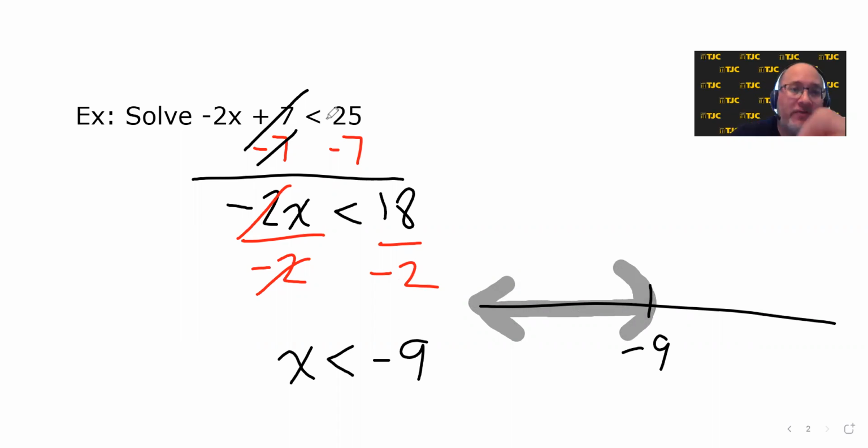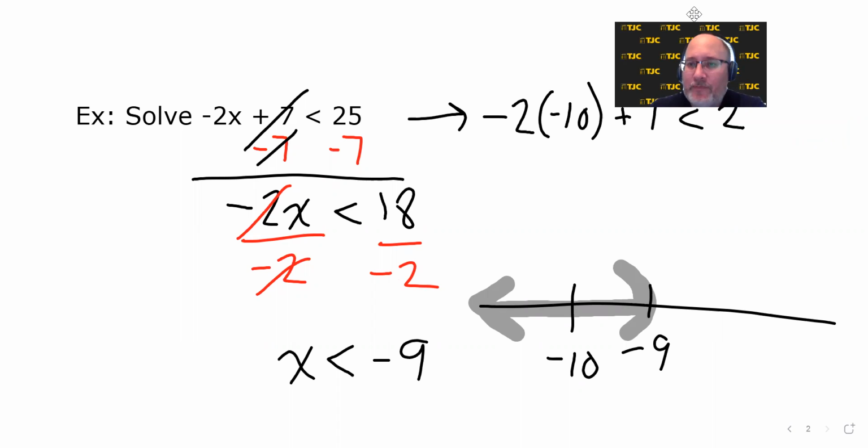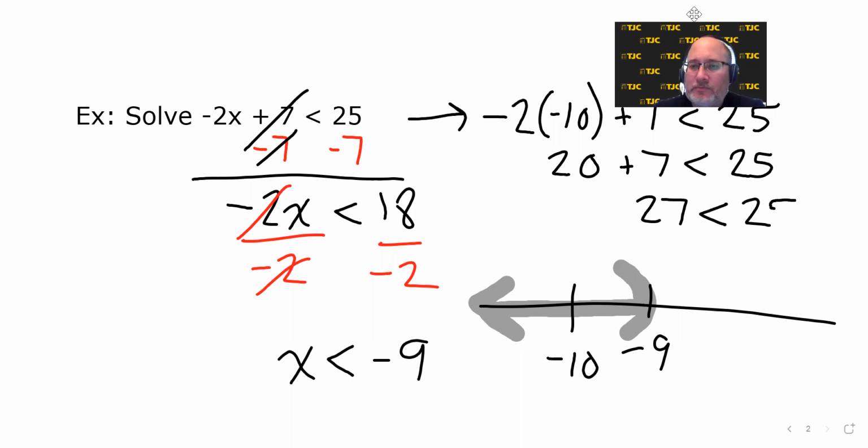Well, what's a number to the left of negative 9? How about negative 10? Well, if we're claiming this is our solution, negative 10 should make the original inequality true. So why don't we go check it? Let's substitute negative 10 for the x. And now our inequality reads negative 2 times negative 10 plus 7 is less than 25. Well, negative 2 times negative 10 is 20. Still got the plus 7 less than 25. And then 20 plus 7 is 27. Wait a minute. 27 is less than 25.